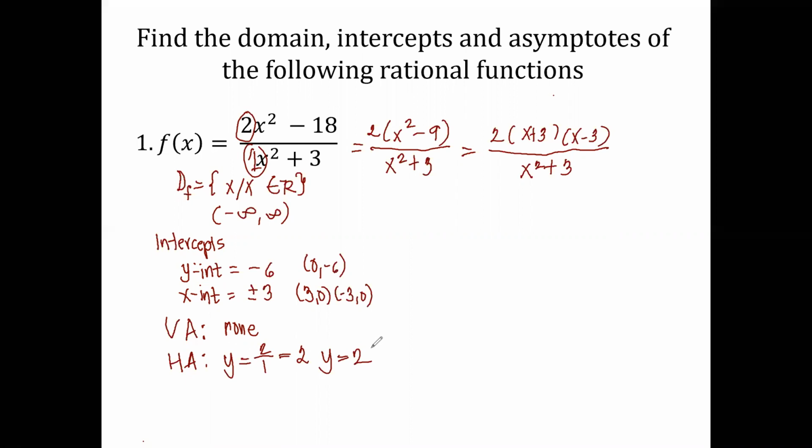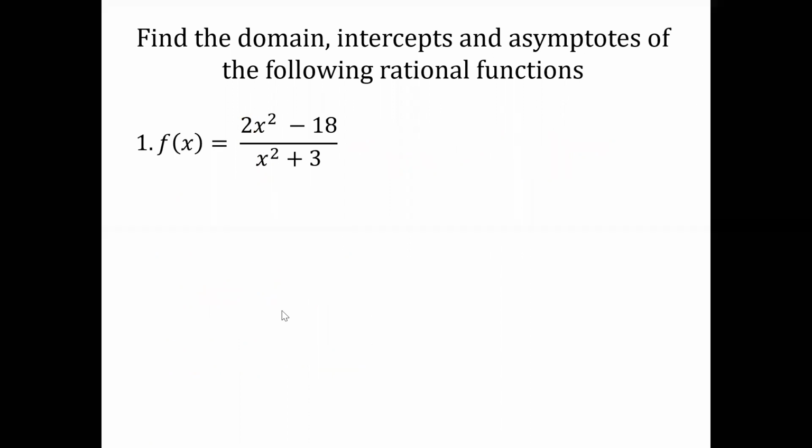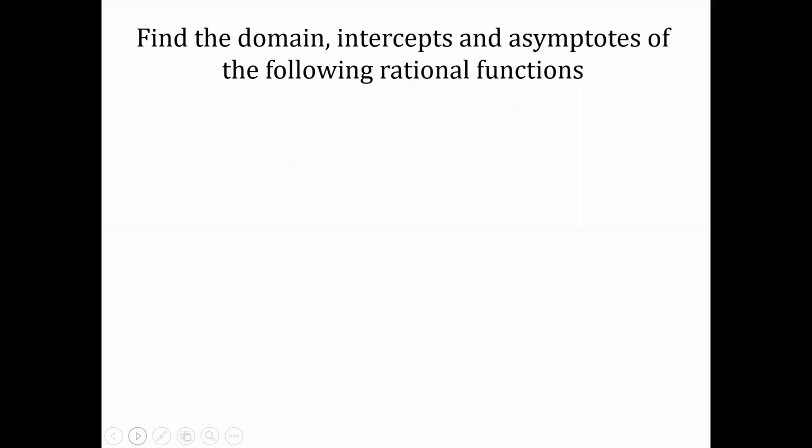So that's it. We're able to look for the domain, the intercepts, the vertical asymptote, and the horizontal asymptote. Okay, let's proceed to the second one.